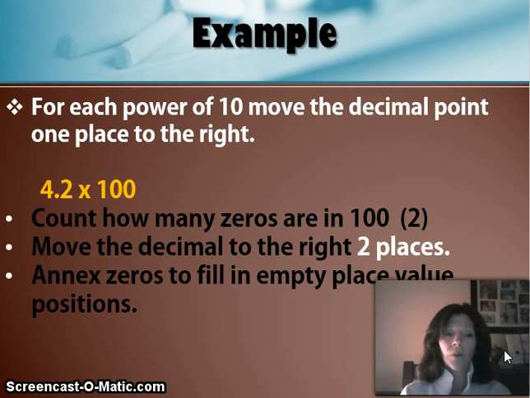So 4.2, or 4 and 2 tenths times 100. You're going to count how many zeros there are in 100, and there are 2. Then you move the decimal point to the right 2 places. Then you annex zeros to fill in those empty places in the place value positions.